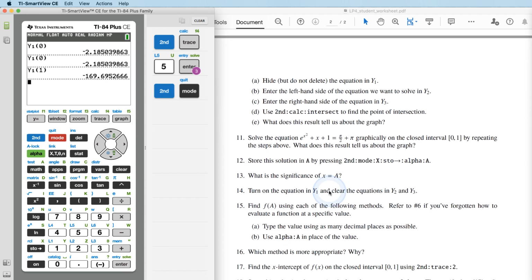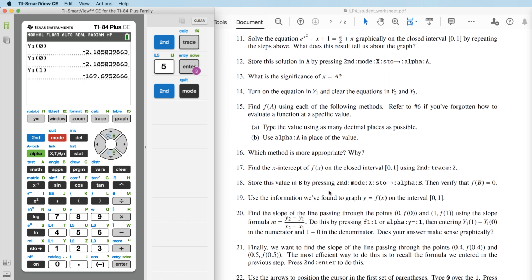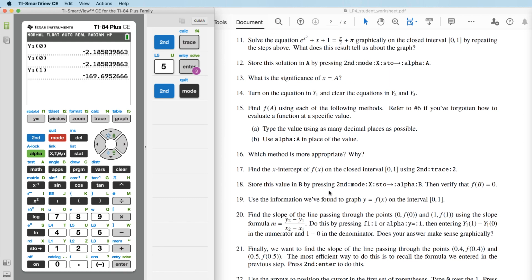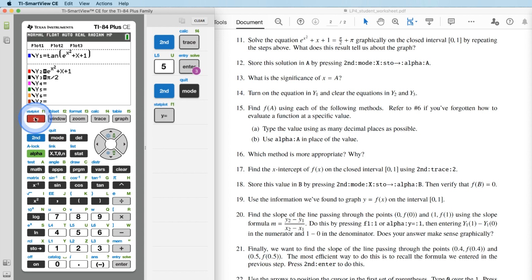So let's move on to question number 11. Now it wants us to solve the equation, same left-hand side, e to the x squared plus x plus 1, but the right-hand side is now pi over 2 plus pi. So let's come back to our equation list and change y3 instead of pi over 2. We'll make it pi over 2 plus pi.